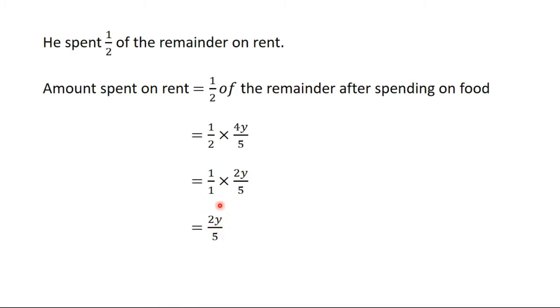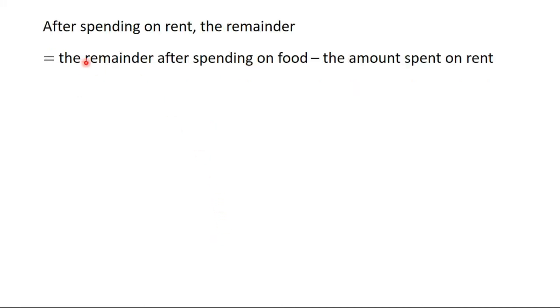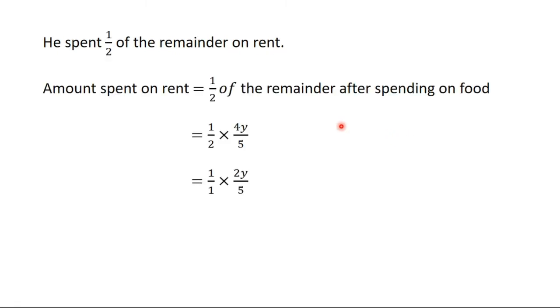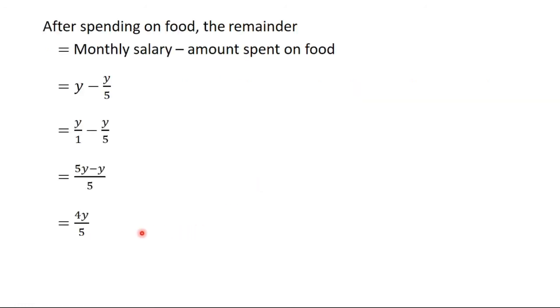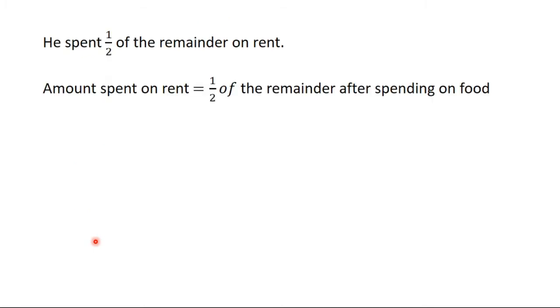2y/5. Now after spending this, there will still be a remainder. The remainder in this case will be the remainder after spending on food minus the amount he spent on rent. Now this is what it means. We can see from here that this is the amount he spent on rent. This is the remainder after spending on food, 4y/5. So actually this is the money he has left after spending on food. So that is what he has in hand. Then from here we have seen that he spent 2y/5 of that on rent.